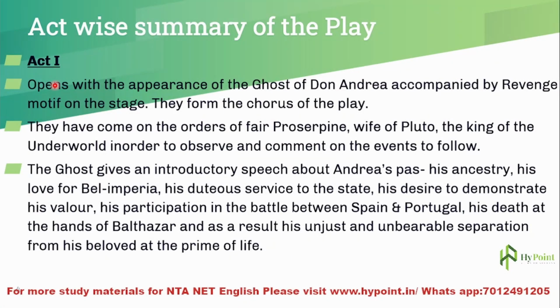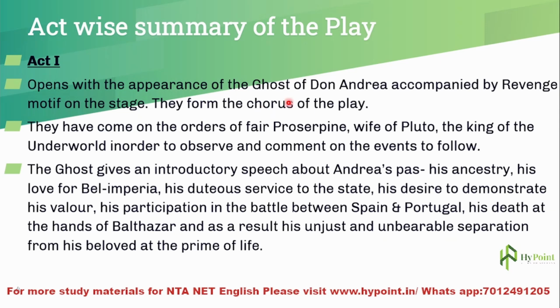Now let's see the act-wise summary of the play. In Act 1, what all things are happening. The play opens with the appearance of the ghost of Don Andrea, accompanied by a revenge motive who has come from the underworld, and they appear together on the stage, and they form the chorus of the play. So in between the action, they appear as a chorus, and they comment upon the actions happening in the play, just like the choruses in any other play.